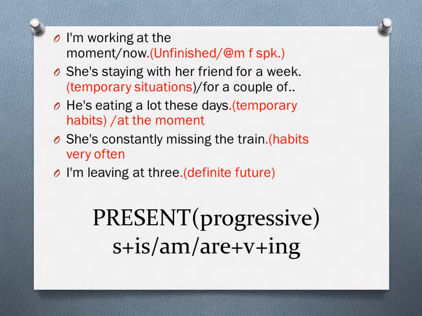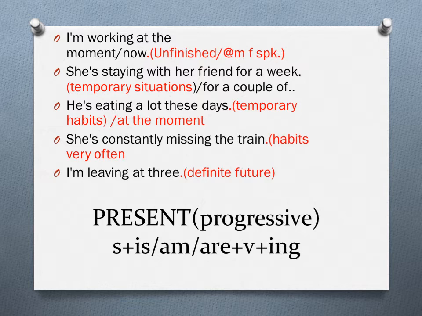Really, this is an unfinished activity. We are doing, but not yet finished. So we use here subject plus am plus verb plus ing. I am working at the moment. Next one. She is staying with her friend for a week. It's only a temporary situation because after 1 week she may return to her home.